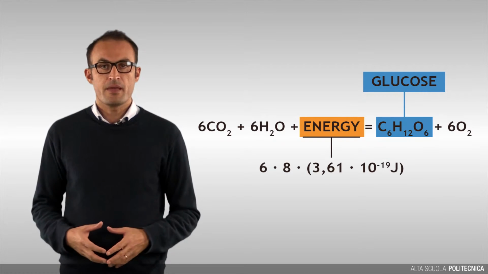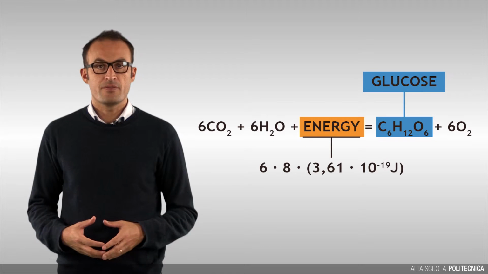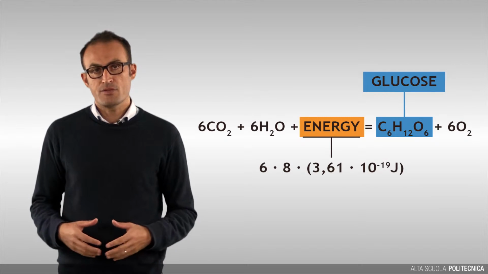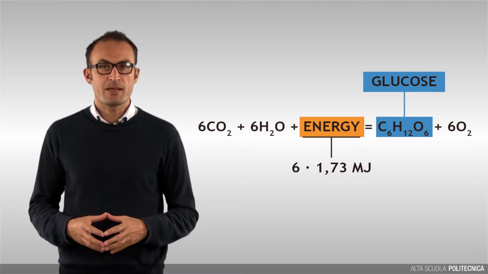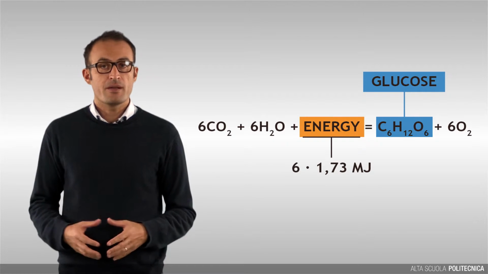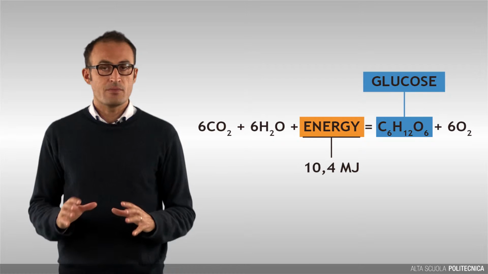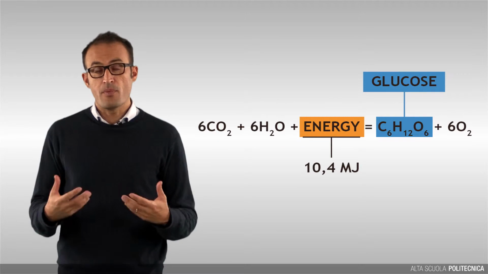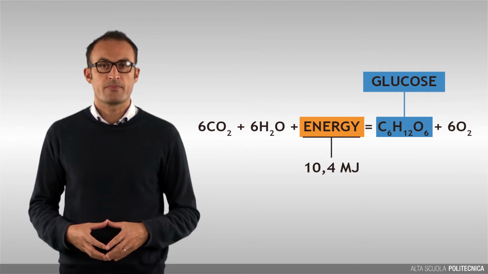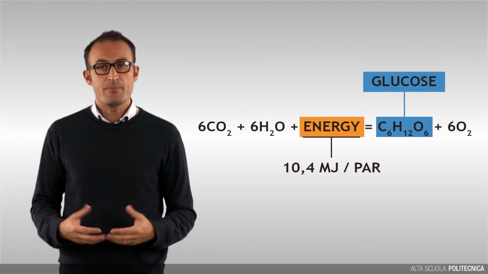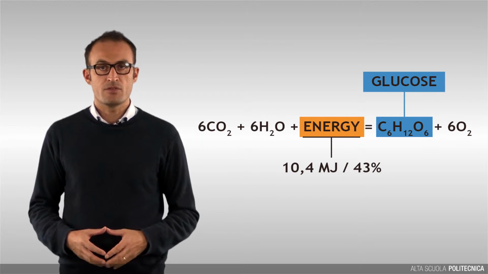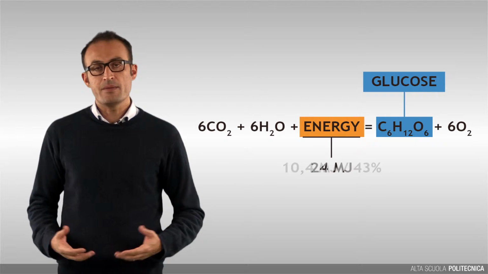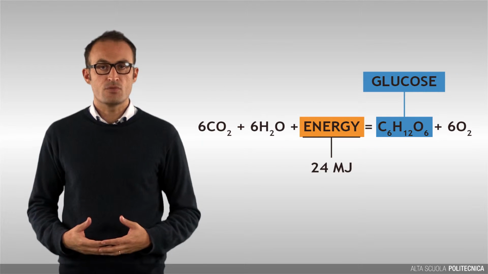Assuming a mean PAR wavelength at 550 nanometer, the assimilation of 1 mole of CO2 requires 1.73 megajoule. Therefore, it is necessary to provide around 10.4 megajoule per mole of synthesized glucose. However, the PAR is only 43% of total incoming radiation. Therefore, the actual input is around 24 megajoule.